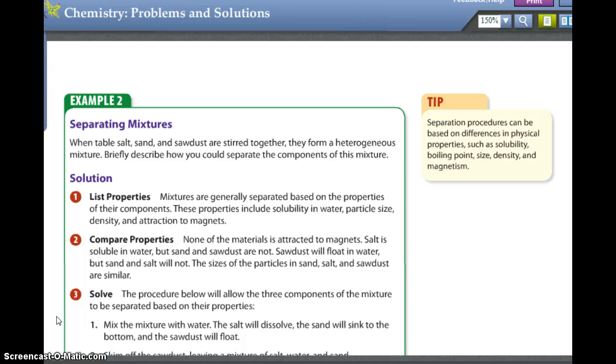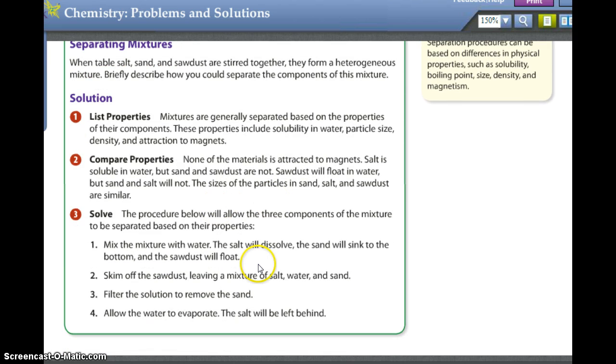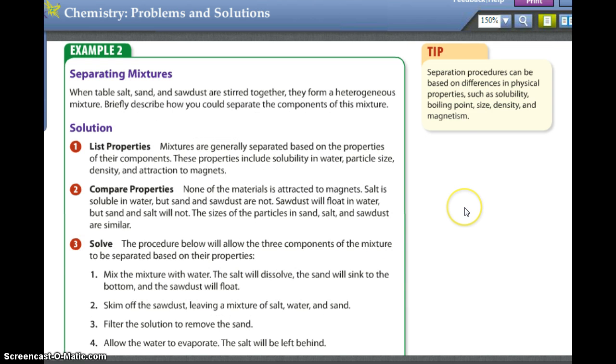The procedure below will allow three components of the mixture to be separated based on their properties. Number 1. Mix the mixture with water. The salt will dissolve, the sand will sink to the bottom, the sawdust will float. Skim off the sawdust, leaving a mixture of salt, water, and sand. Filter the solution to remove the sand. Allow the water to evaporate. The salt will be left behind. Tip: separation processes can be based on differences in physical properties such as solubility, boiling point, size, density, and magnetism.